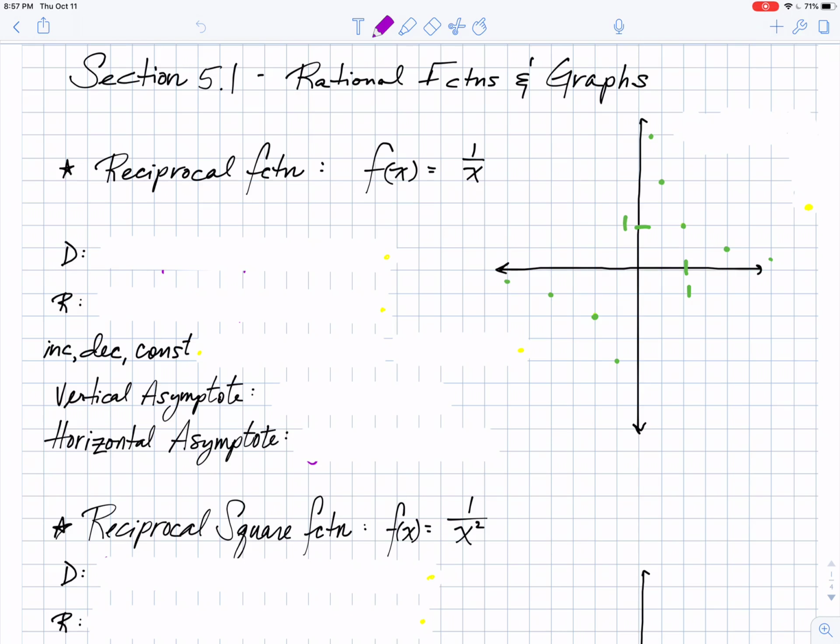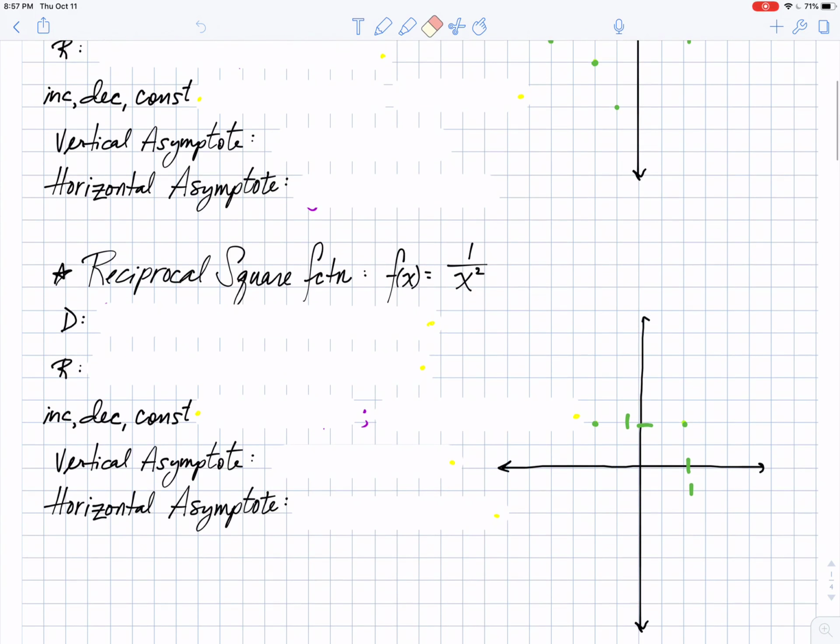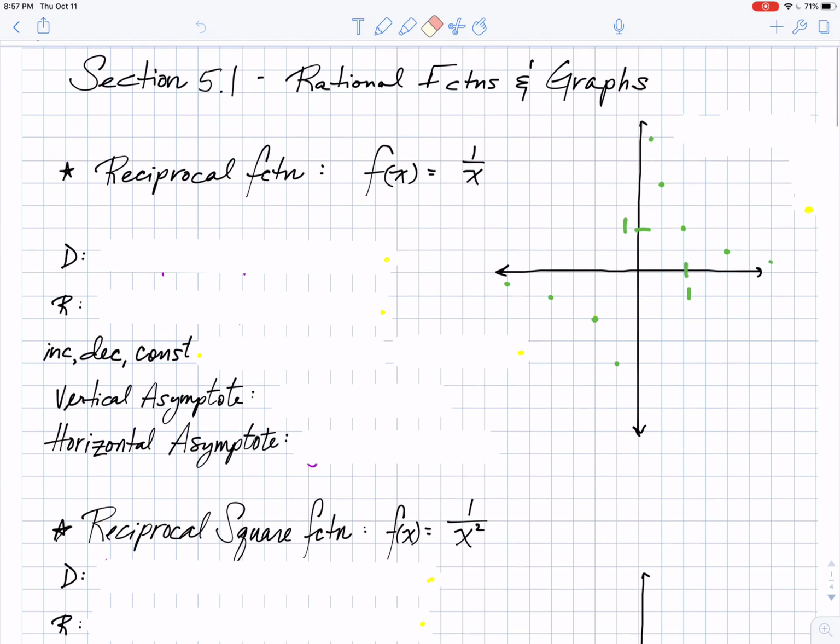Hey folks, so this is the section that deals with rational functions and graphs. So the first thing to take a look at here is that we have two new parents. First parent is going to be the reciprocal function, and the second new parent is the reciprocal square function.